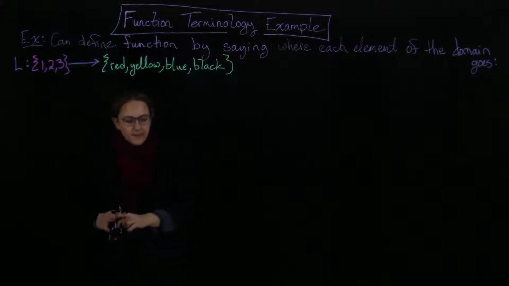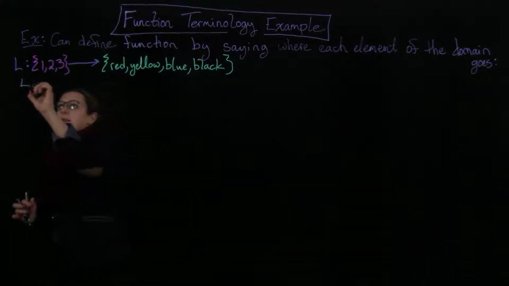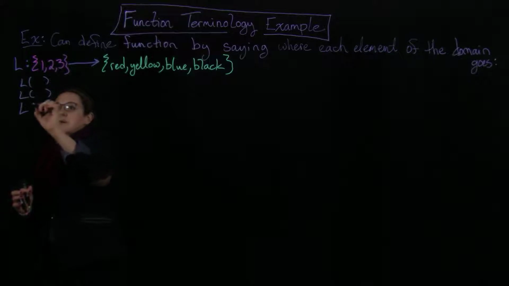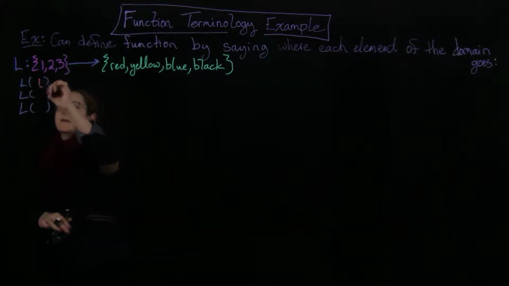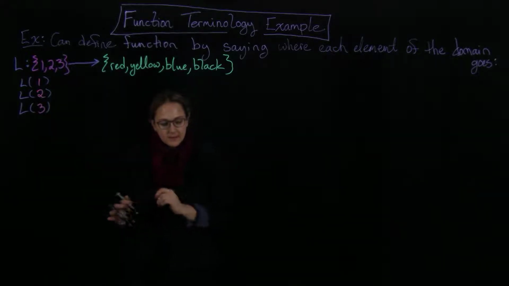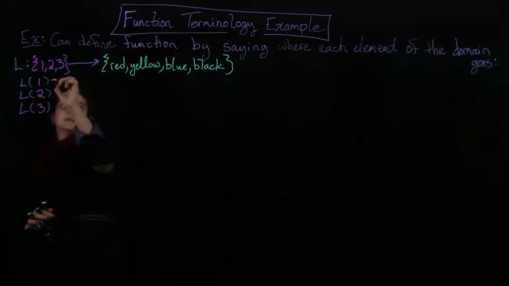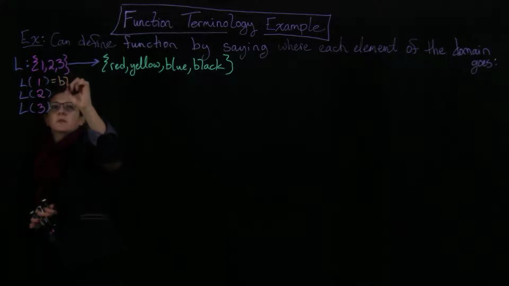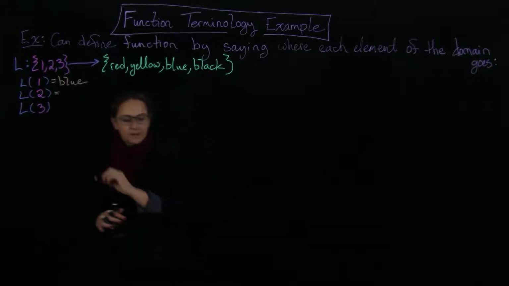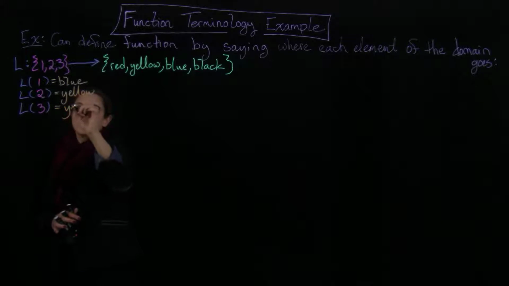Okay, and then I need to tell you where each element goes. There are 3 elements, and I need to tell you where each one goes. So I'm going to tell you what L of 1 is, L of 2 is, and L of 3 is. L of 1 is going to equal blue. And L of 2 is going to equal yellow. And L of 3 is going to equal yellow.